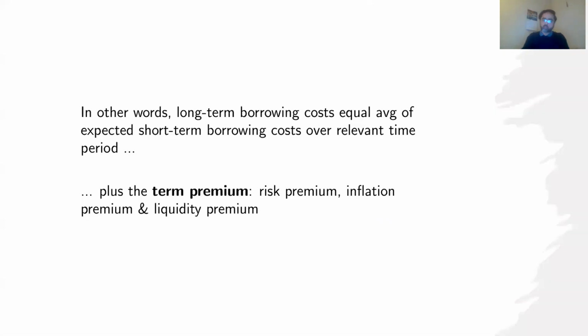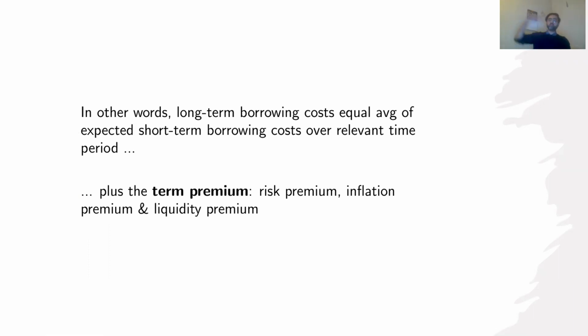Okay. So in short, the long-term borrowing costs, or the interest rate on a long-term government bond or on a long-term asset, that could be government or private, is equal to the average of expected short-term borrowing costs over the relevant time period, plus the term premium. And the term premium is made up of risk premium, inflation premium, and liquidity premium.